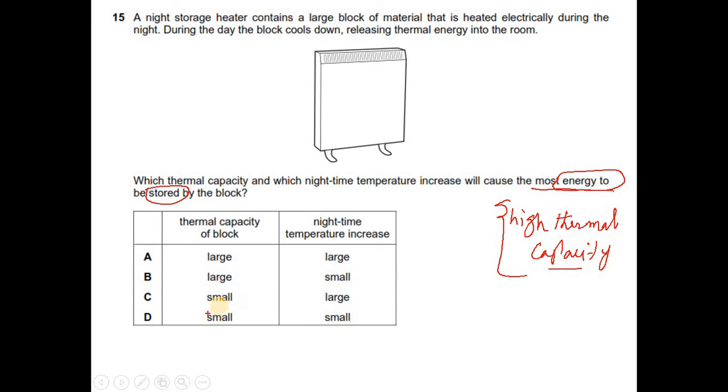That means options C and D are immediately gone, because the thermal capacity of the block should be large. That means either option A or option B. And then of course the nighttime temperature increase should be large, so that it can transfer more energy. A large increase in temperature means it can absorb more energy. So the option is A.